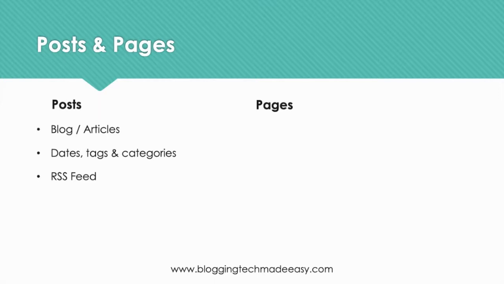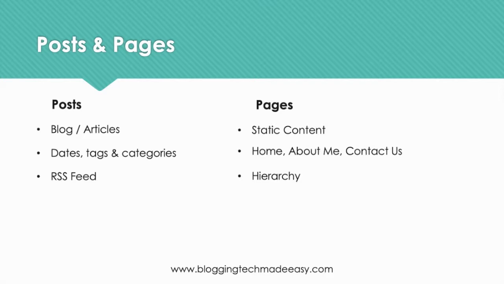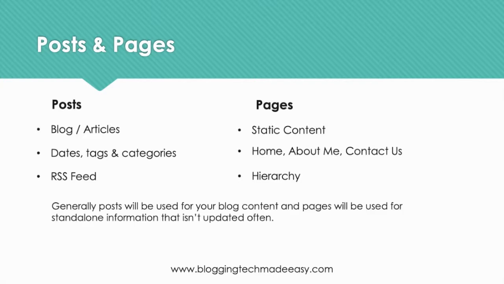WordPress pages are similar to posts in that they have a title and body text, as you'll see in a moment. But they're different because they are generally reserved for static content or information. Examples include a home page, about me, contact us page. The pages can have a hierarchy, which means you can nest pages under other pages, making one the parent of the other and creating a group of pages. Generally, posts will be used for your blog content and pages will be used for standalone information that isn't updated as often. Let's take a look at some examples.